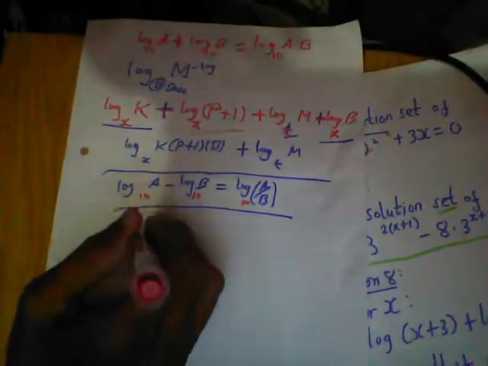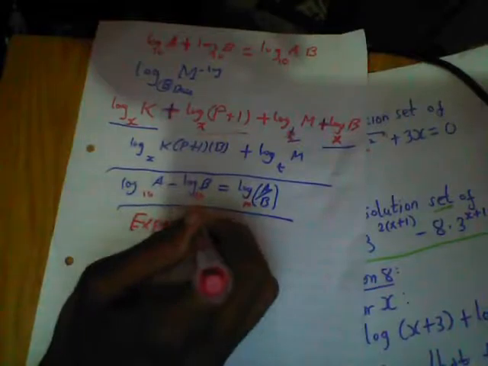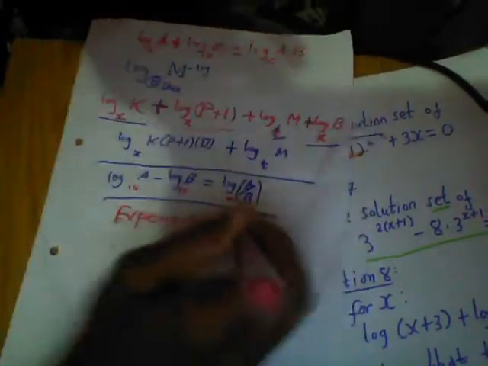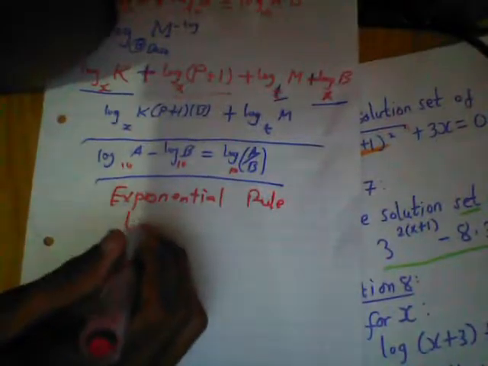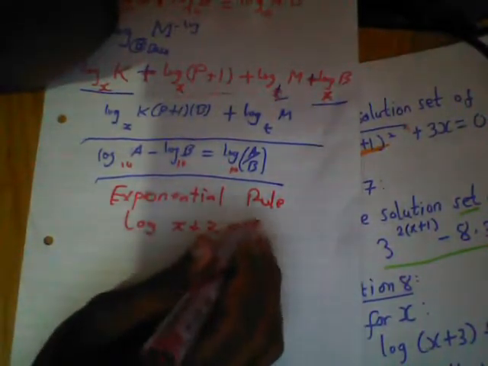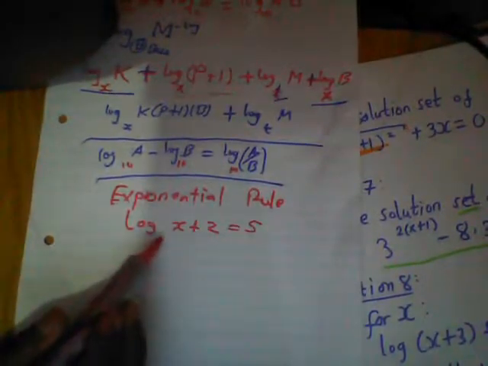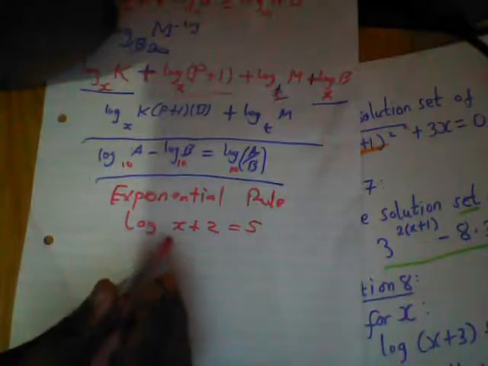there is something called the exponential rule of logarithm. If somebody gives a log, exponential rule. Let me write it here, this exponential rule. So how does the exponential rule work? If somebody gives you log x plus 2 equal to 5. So with the exponential rule, you take the base and push it forward. Let's say there's no base here, so we know it has to be base 10.